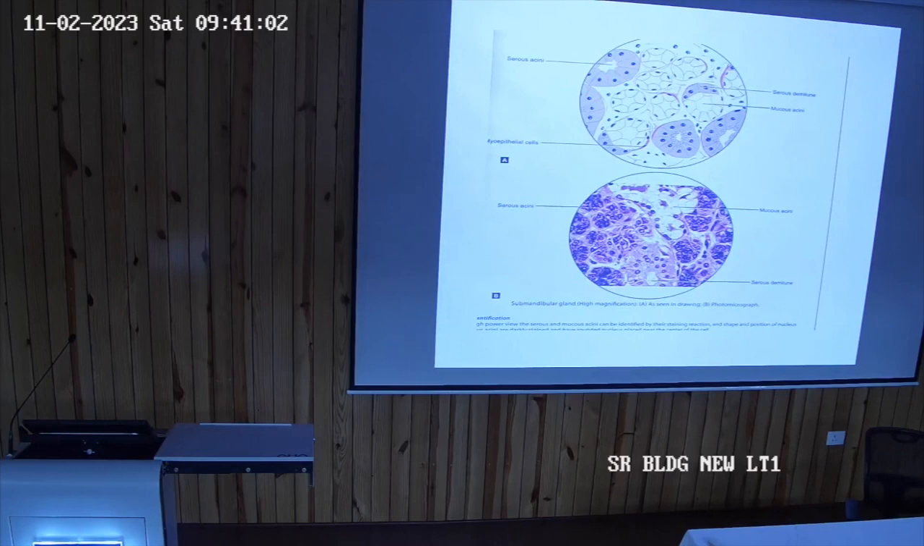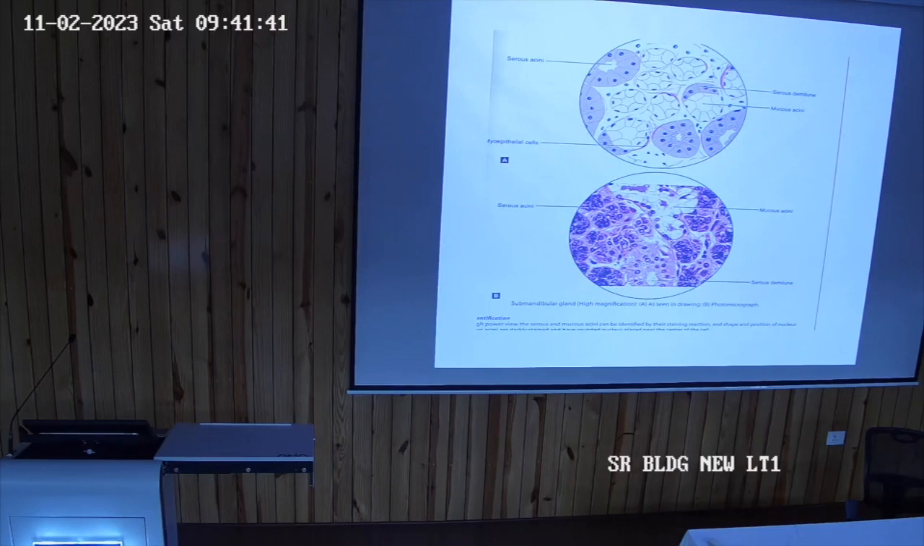You can see very clearly here. This is the mucous acini, and on the periphery of it, these are the serous cells. So these are called serous demilune or demilune of Giannuzzi, which name you can remember very well. So what is the serous demilune? The serous cells which are present on the periphery of mucous acini. And they are seen only in the mixed gland. Don't try to see this in parotid gland.